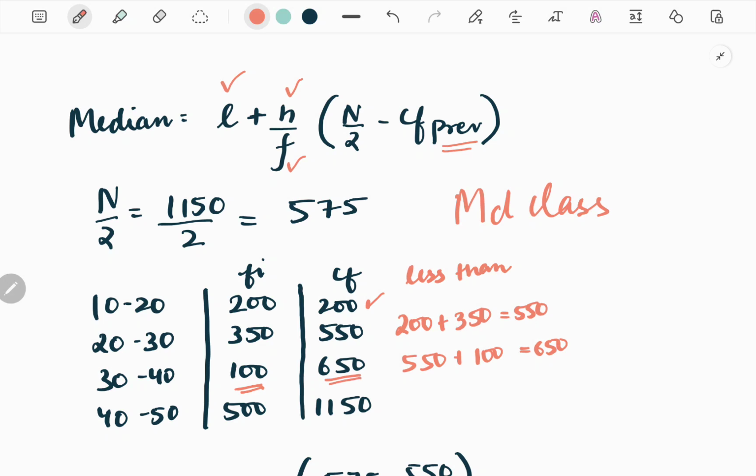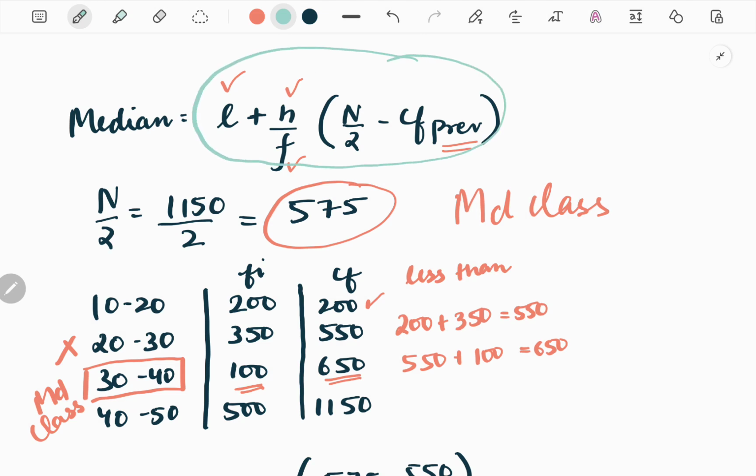Now when we have identified the value of n by 2, we identify where this value is going to lie. This value will not lie in this class because it is 550. Hence, it certainly lies in this particular class interval. So this is our median class. And now we leverage this particular formula.